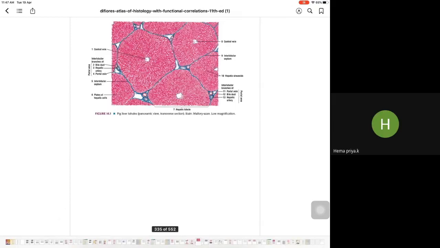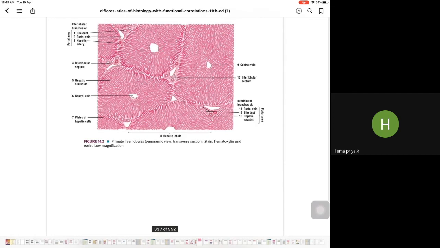Figure 14.1, pig liver lobules, panoramic view, transverse section, stain Mallory, low magnification. 1. Central vein, interlobular branches of bile duct, hepatic artery, portal vein, which is the portal area. 5. Interlobular septum, plates of hepatic cells. Central vein, interlobular septum, hepatic sinusoids, interlobular branches of portal vein, bile duct, hepatic artery, portal area, hepatic lobule.